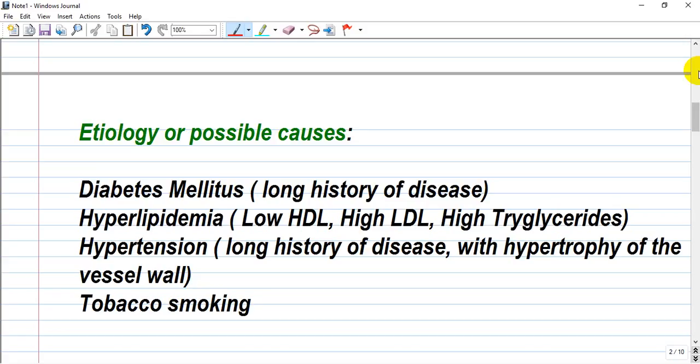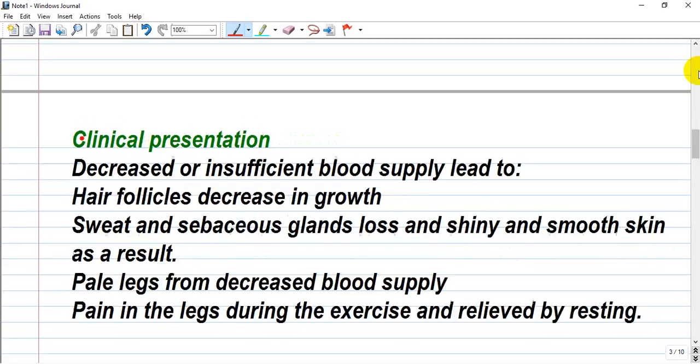will develop a hypertrophy of the vessel wall, and this is not reversible, and the vessel becomes stiff and cannot dilate properly. Hyperlipidemias, like increased LDL fraction or triglycerides, result from chronic alcoholism or any pancreatic disorders.